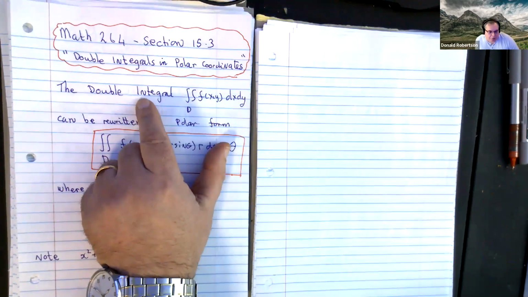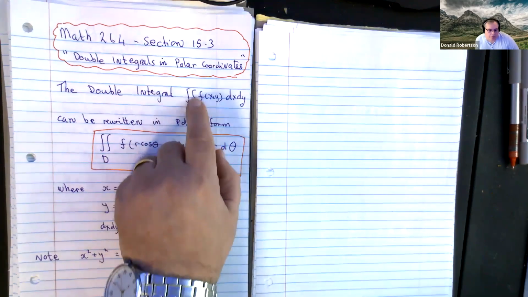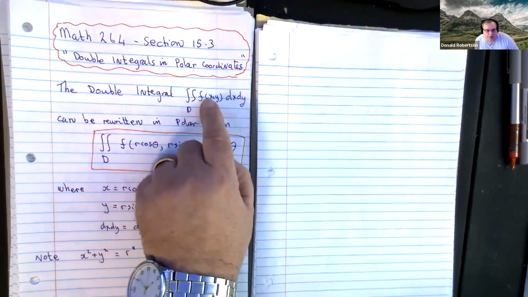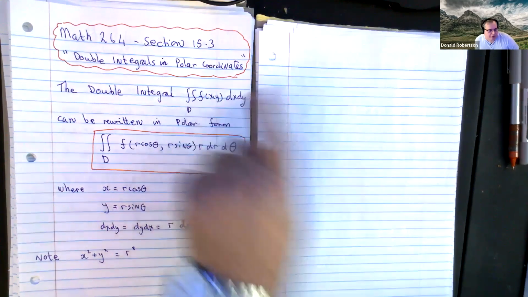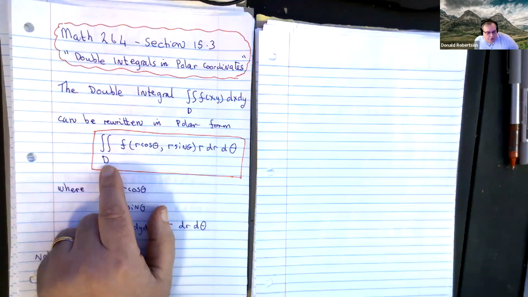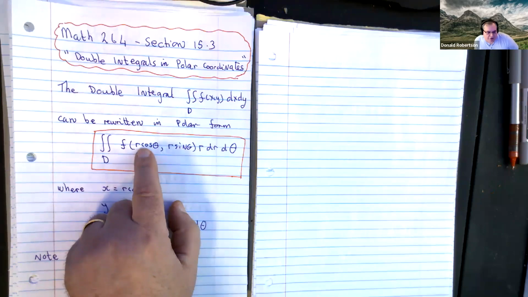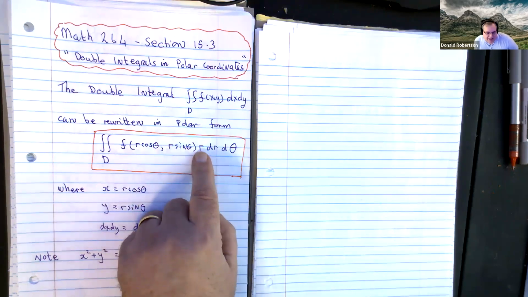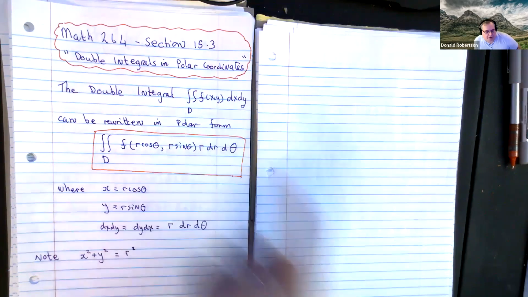So you've got any double integral you could think of, double integral over some region D of a function f of xy dx dy. You can rewrite it in this polar form. It's basically you find the limits of integration of the region D, but in terms of polar. The x's in your function become r cos theta. The y in your function becomes r sine theta. And then you have this extra r dr d theta.